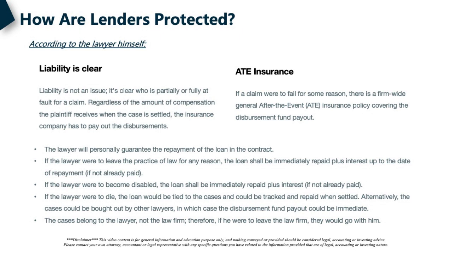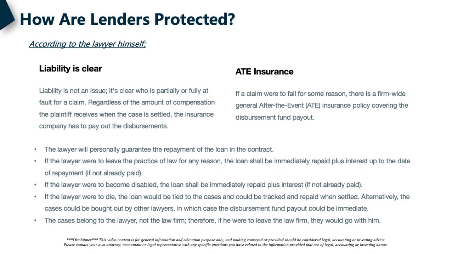But there's also a second layer of protection, because there's a product that was introduced on the market a couple of years ago, probably more than a couple of years ago now, called After the Event Insurance, which is an insurance policy that a firm can purchase. Essentially, if a claim were to fail for some reason, and the disbursements would normally be lost, the insurance company comes in and pays out those disbursements to the firm to protect against them being lost.